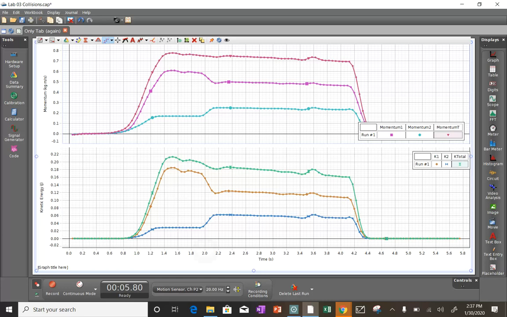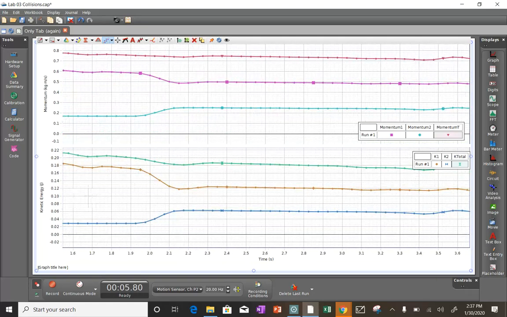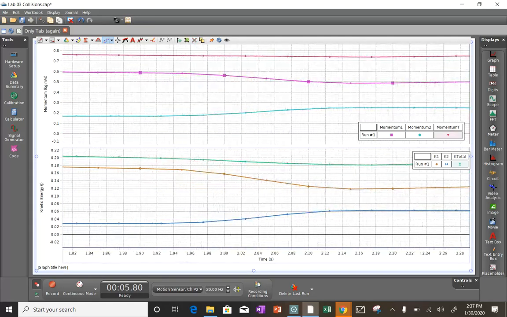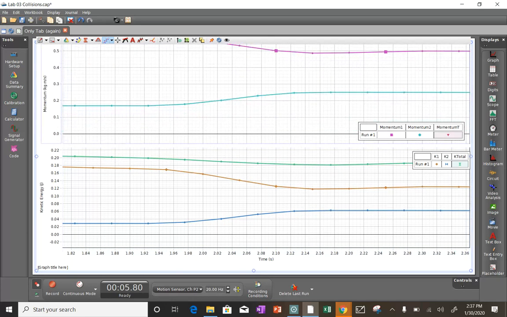So once again, I need to zoom in to just that time. So there we have just the time of the collision. Scale this for the vertical.